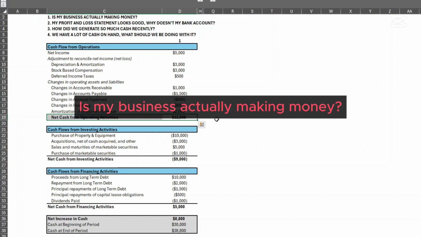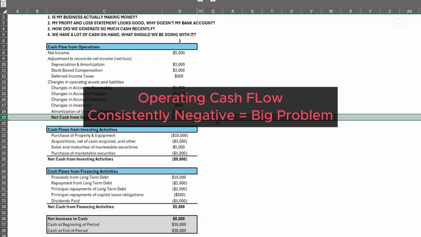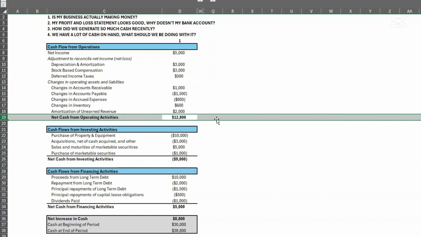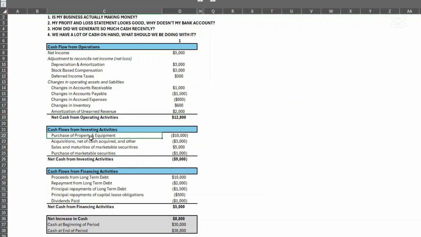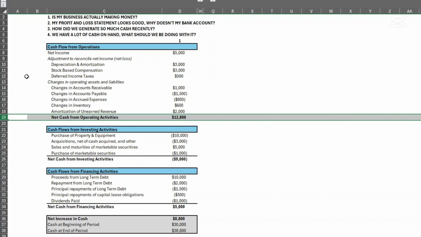Is my business actually making money? In order to answer this question, we're going to look at our net cash from operating activities. If we see that the cash from operations is consistently negative, then technically the answer to this question is no. The business must be drawing cash from its financing sources like debt or equity, or from the sale of securities in its investing activities down here, which would then be funding any kind of gaps in the operational cash flow. However, if we see positive cash flow over time from operations, this is a very healthy indication that your business's earnings are genuine.